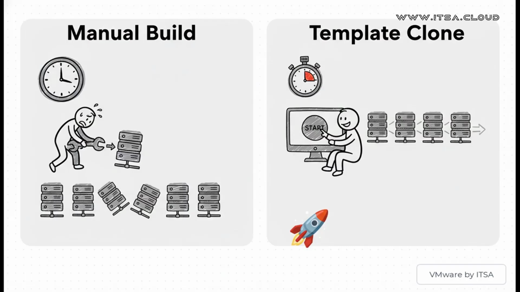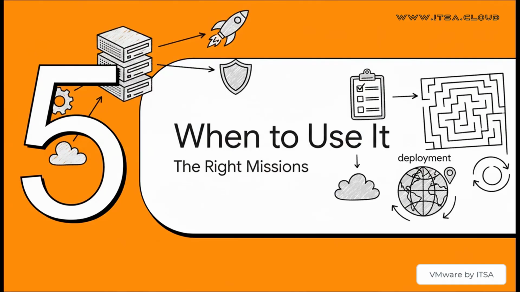I mean, when you put them side by side, the difference is night and day. A manual build takes hours. Consistency is basically a roll of the dice, and the effort is through the roof. With a template clone, you're talking minutes. Consistency is 100% guaranteed, and the effort is almost zero. It's a no-brainer, really.